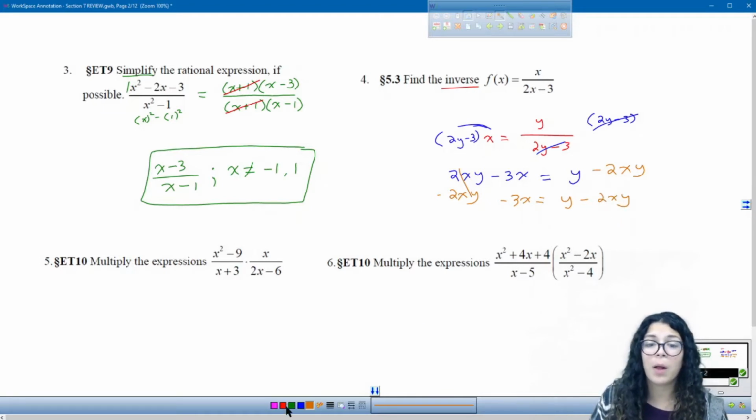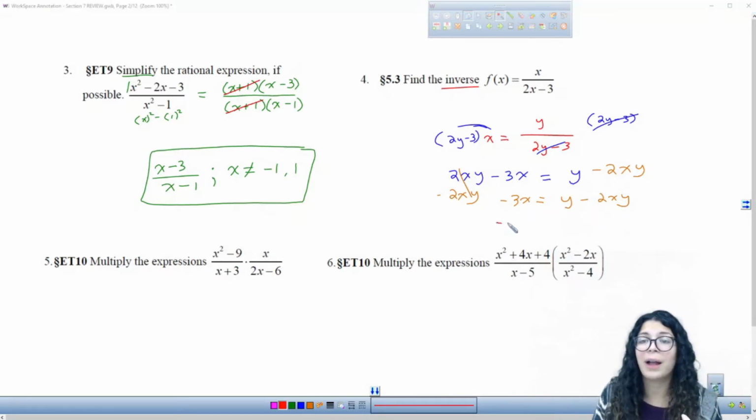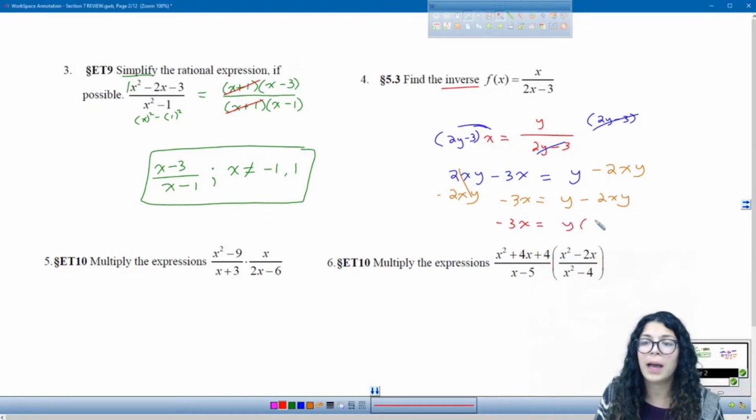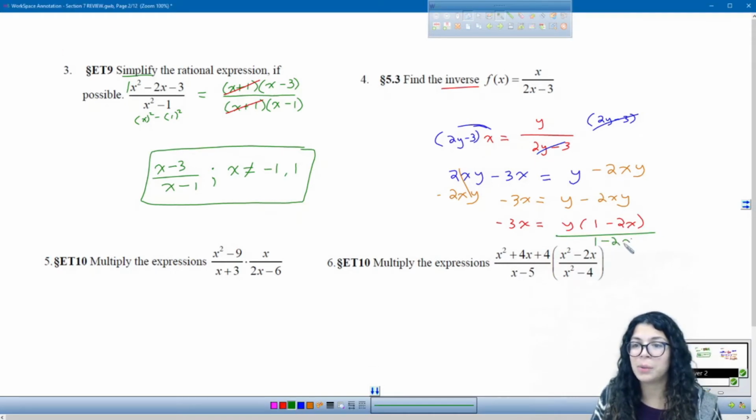The reason why I want to bring all of the terms that have the variable that I'm solving for to the same side is because I can then consolidate and factor out that variable. If I factor out y, I would get 1 minus 2x, which then means that I could simply divide by that 1 minus 2x on both sides to get y by itself.